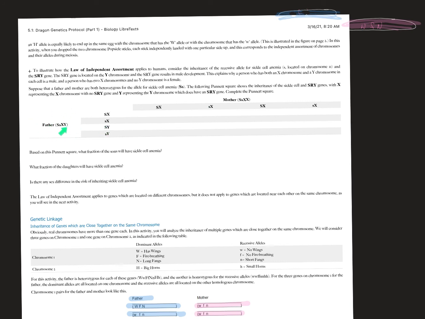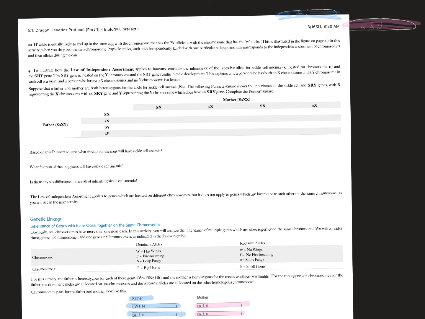Obviously, only dad has a Y to give. Does that make sense? Yeah. Dad also has an X, and there's two copies because he can give an X with an S, big S meaning not sickle cell, little s meaning sickle cell gene, right?